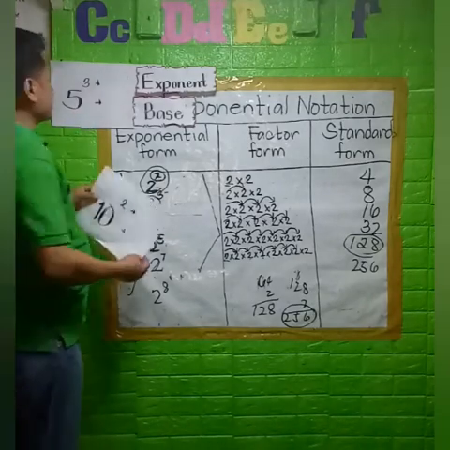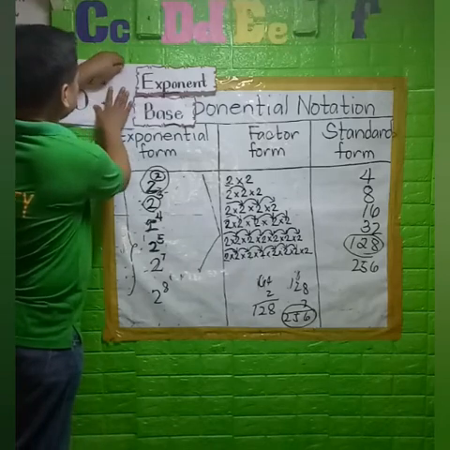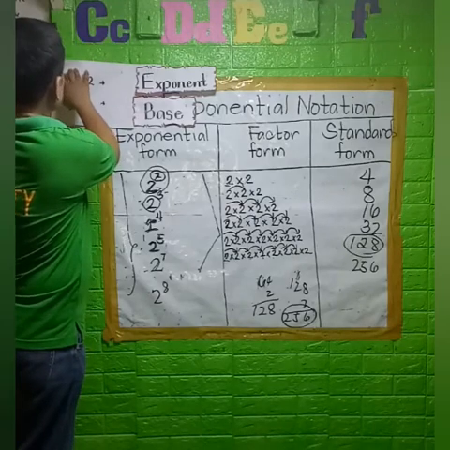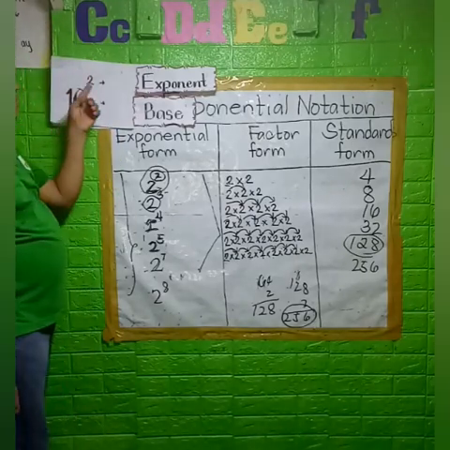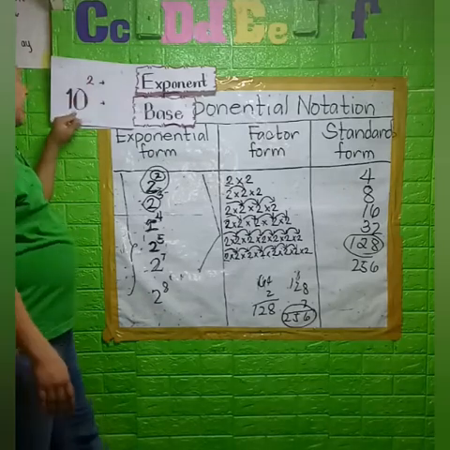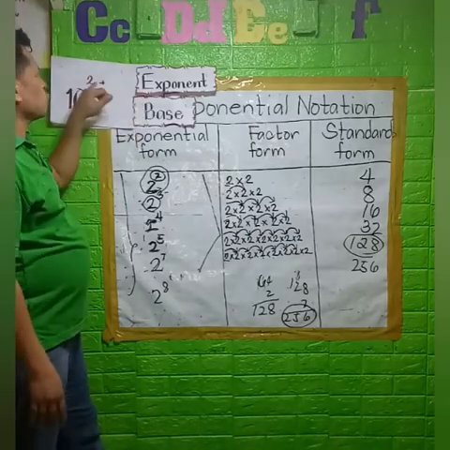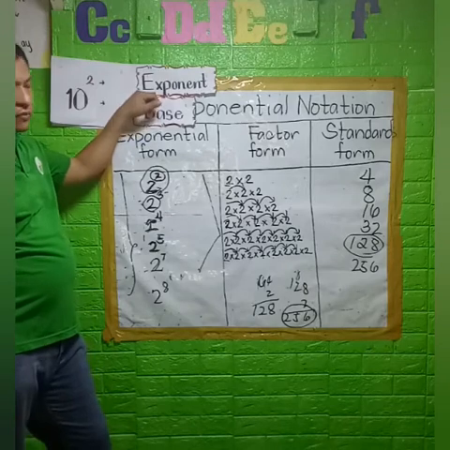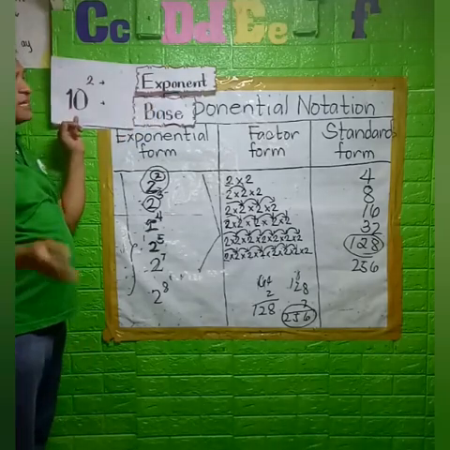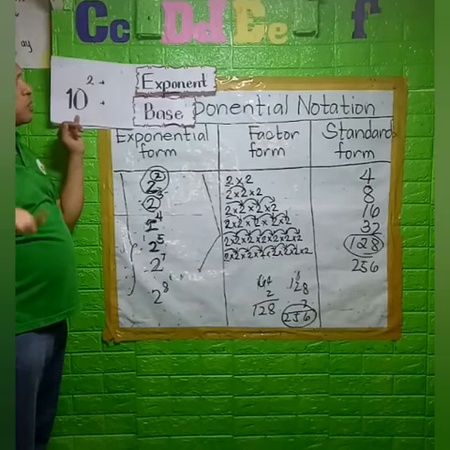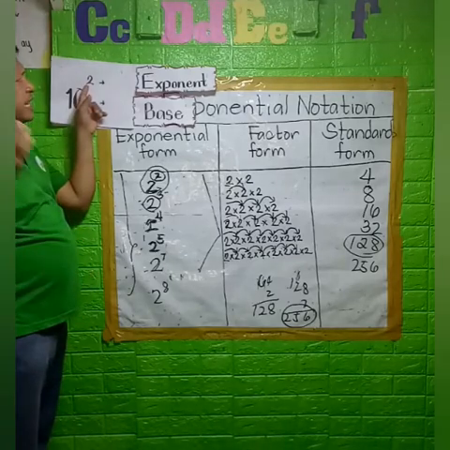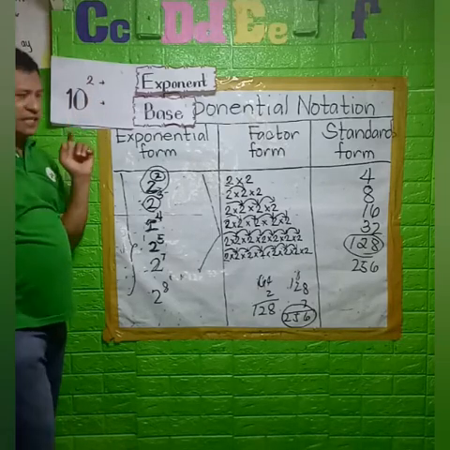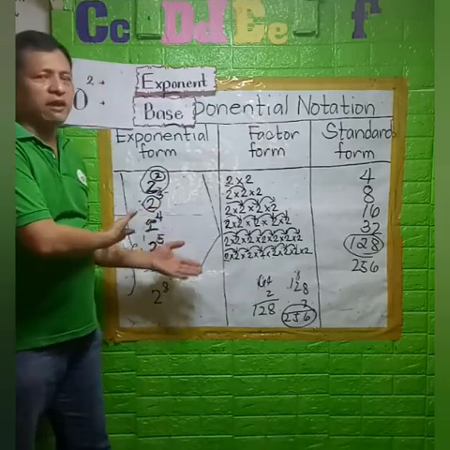Okay? So, another example, meron po tayo ditong halimbawa. I have here another example, 10 to the power of 2 or 10 squared. So, 10, again, this is the base, and 2, which is written in a small number, that is what we call the exponent. The 10, which is the base, is the factor that we are going to multiply, and the small one tells how many times we are going to multiply the base. So, I hope this is very clear to everybody.